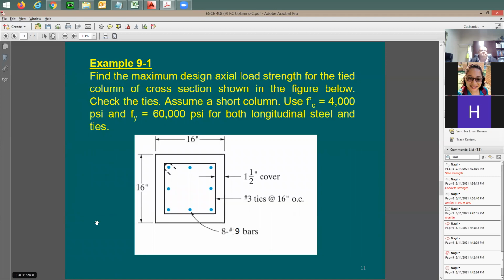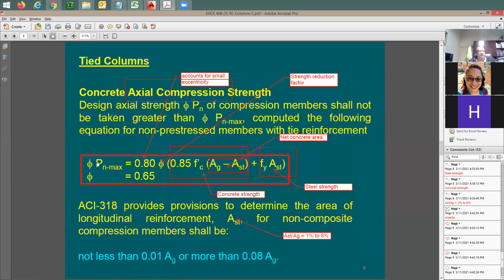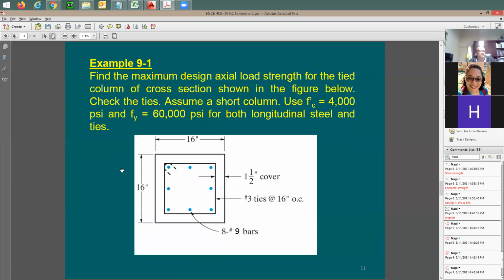All right. This example says, find the maximum design axial strength. It says here phi P_n max. See this phi P_n max? This is going to be the maximum axial strength of the column, for the tied column cross section shown in the figure below. Okay, the column is 16 by 16, 1.5 inch cover.